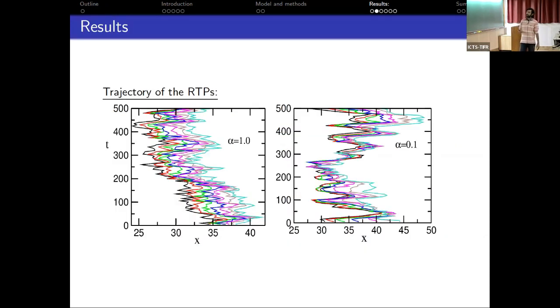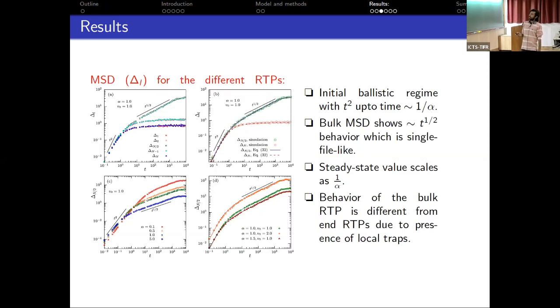So now to look at the results. These are the typical trajectories of the RTPs, plotted for different values of alpha, that is alpha equal to 1.0, and the more active case, alpha equal to 0.1. These are 5 or 6 consecutive RTPs evolving with time. Now to look at the mean square displacement, we have looked at it for different tagged particles, and we have seen that the first and the end particles, which are locally trapped, reach the steady state much earlier compared to the bulk particle, which grows with time.